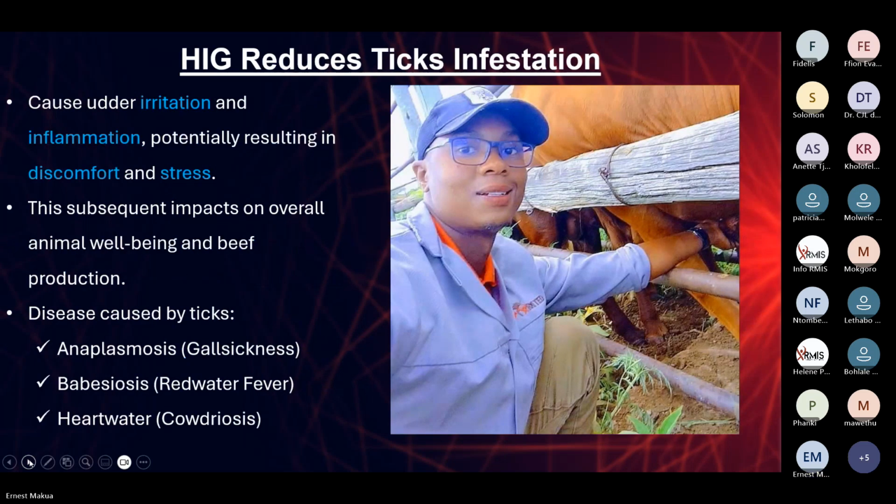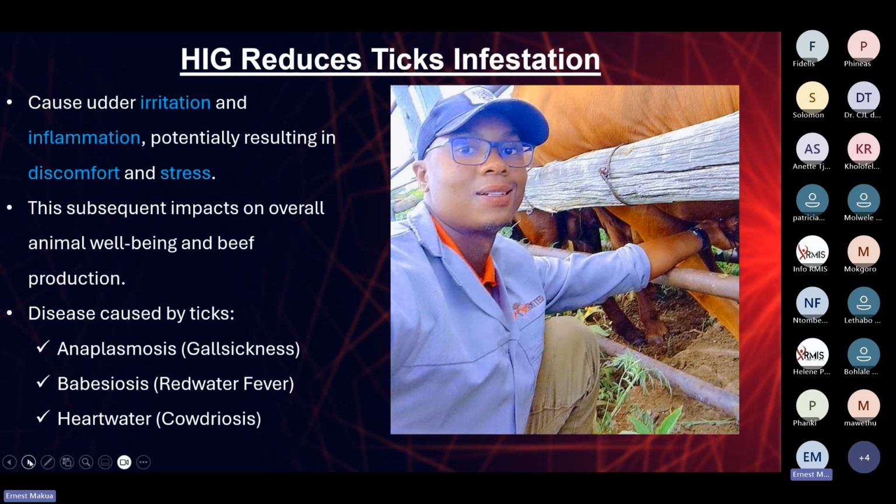Now, let's talk about the tick control and high intensity grazing. This is based on the data that I've already collected from the farmers in South Africa, particularly farmers found in the sour belt. Some were in areas with a higher percentage of sweet grasses, and some were found in the mixed belt, meaning there's 50% sweet grasses and 50% sour grasses. So this is what I found.